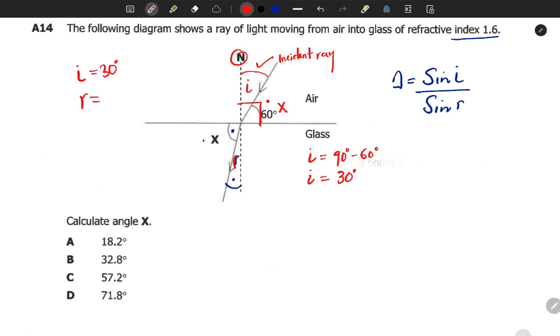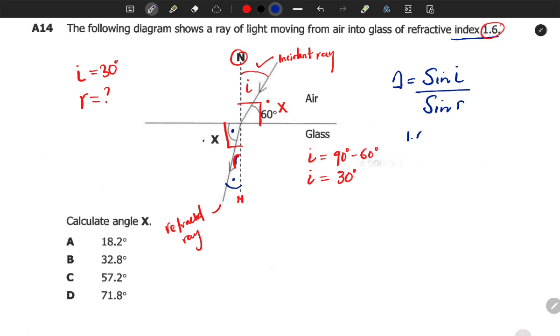Next, we need this R here. Not the X for now, forget about the X. We need the R, because R is the angle of refraction between this line, the normal, and the refracted ray. So this is the angle we are looking for, which is going to help us find this one, because also here the same property applies, that they make a 90-degree angle. So R, we can look for it from this, since the refractive index has been given.